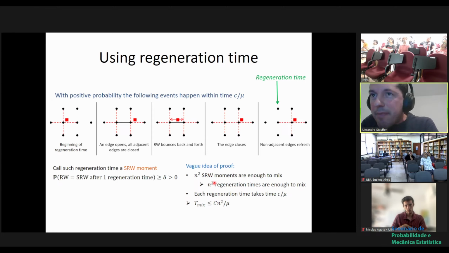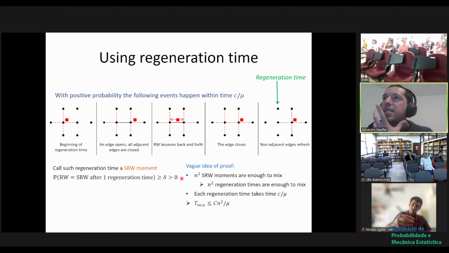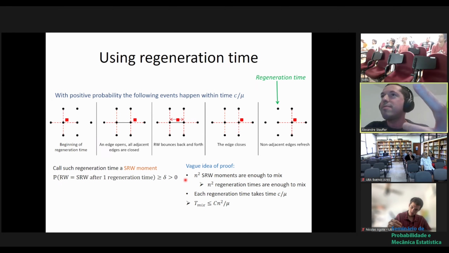I have something from Zoom in the middle of my slide, but I hope you can see everything without anything covering it. So the idea of the proof is we need n squared simple random walk moments to mix, because those are simple random walk steps. But to get this number of simple random walk moments, you need n squared regeneration times, since each one with positive probability is a simple random walk moment. And then they take time constant over mu. And this gives us a mixing time that's at most n squared over mu. Okay? So that's a very rough idea.